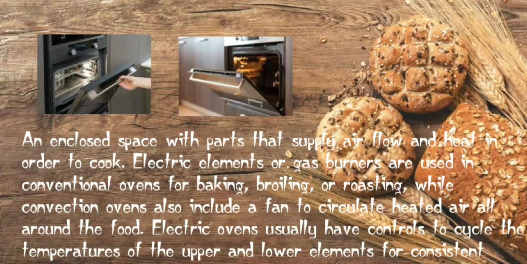Oven. An oven is an enclosed space with parts that supply airflow and heat in order to cook. Electrical elements or gas burners are used in a conventional oven for baking, roasting, or broiling, while a convection oven also includes a fan to circulate heat or hot air all around the food. Electric ovens usually have controls to regulate the temperature of the upper and lower elements for consistent cooking temperatures.